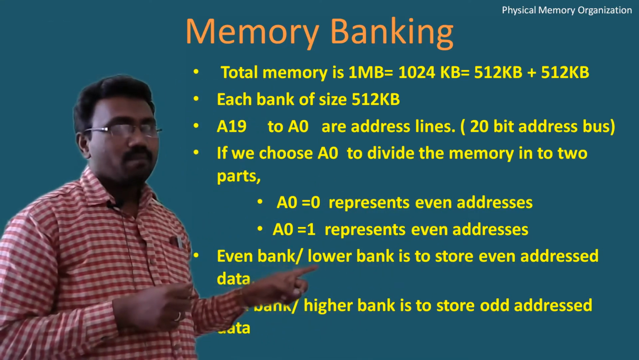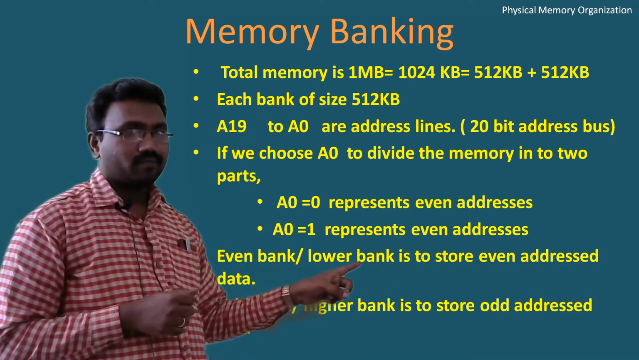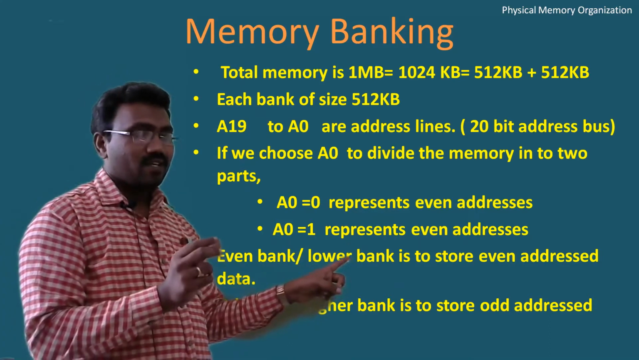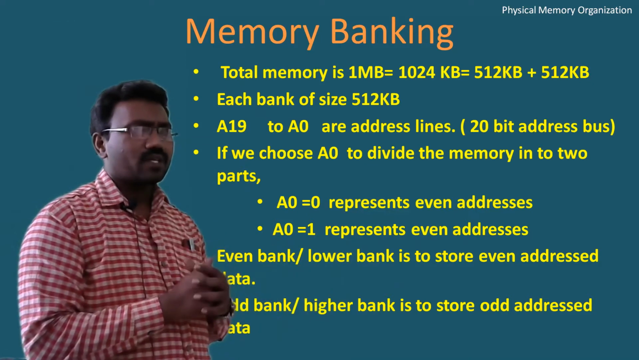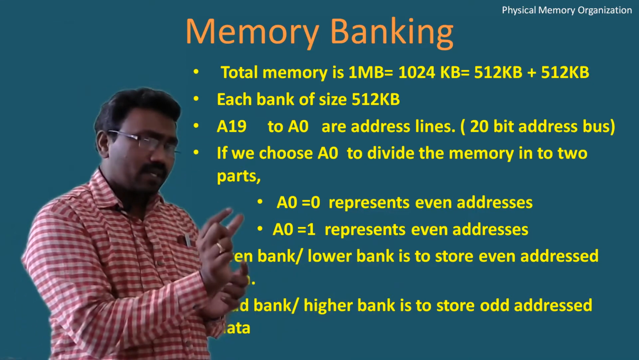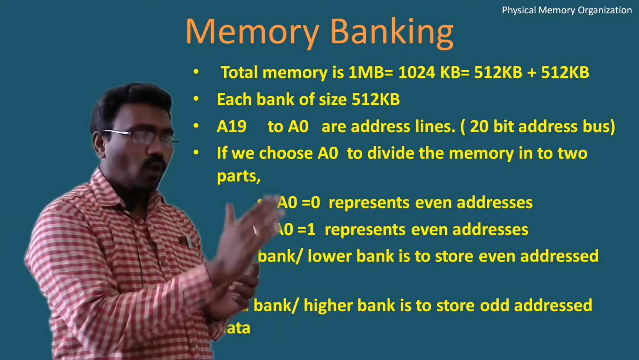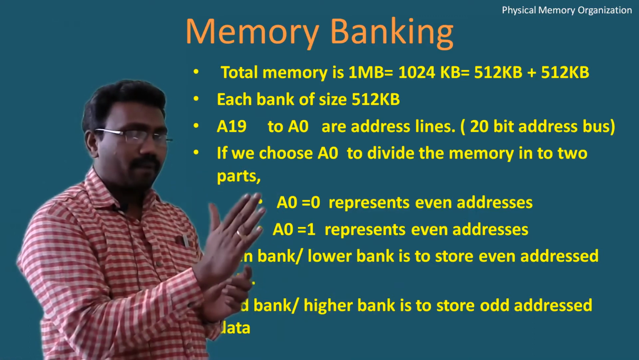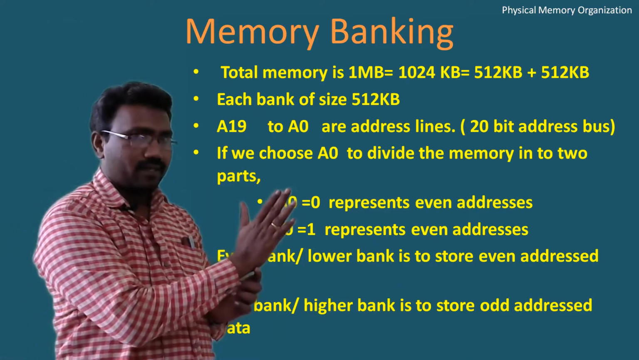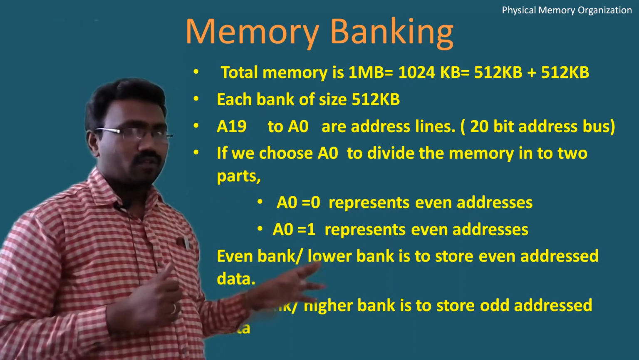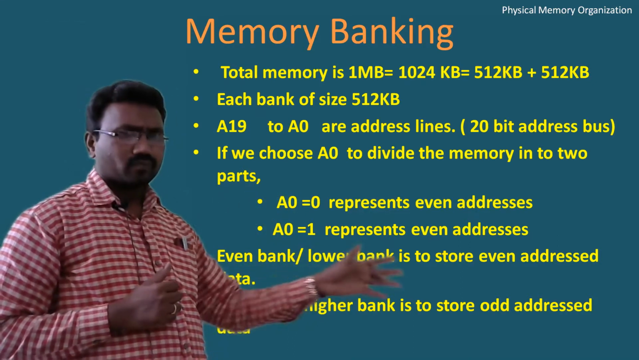So here the even bank is also called the lower bank. That means the lower bytes are 16-bit. The 8086 processor can handle 16 bits at a time. 16 bits means nothing but 2 bytes. Lower 8 bits are 1 byte, upper 8 bits are the second byte. So lower bytes are assigned to the even bank.